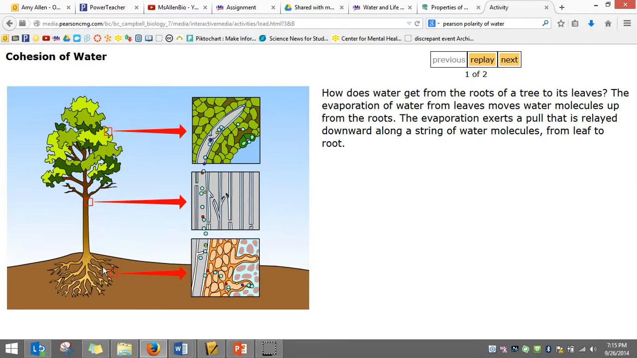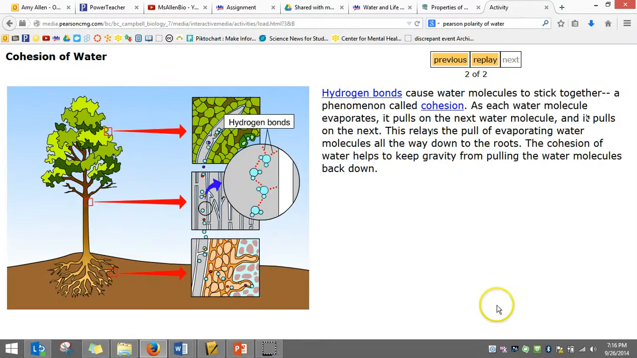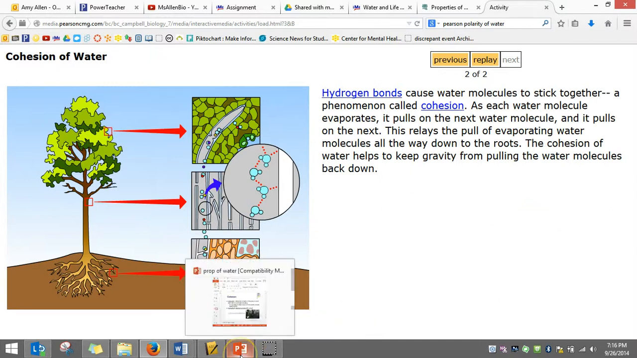And without that attraction, without those water molecules sticking together, that wouldn't occur. Hydrogen bonds cause water molecules to stick together, a phenomenon called cohesion. As each water molecule evaporates, it pulls on the next water molecule, and it pulls on the next. This relays the pull of evaporating water molecules all the way down to the roots. The cohesion of water helps to keep gravity from pulling the water molecules back down. So it's a pretty impressive property of water.